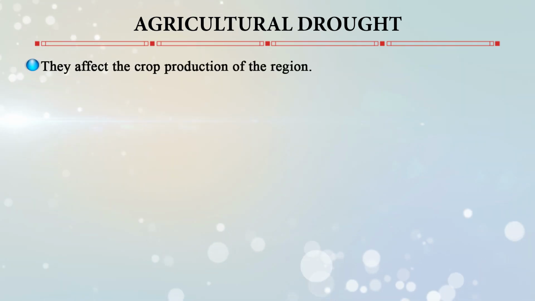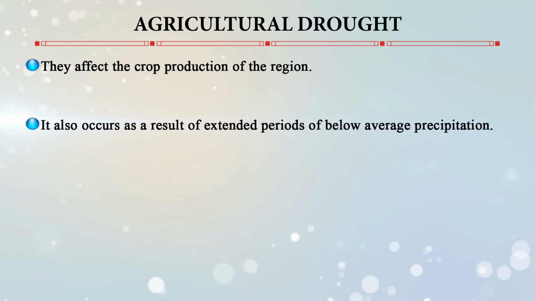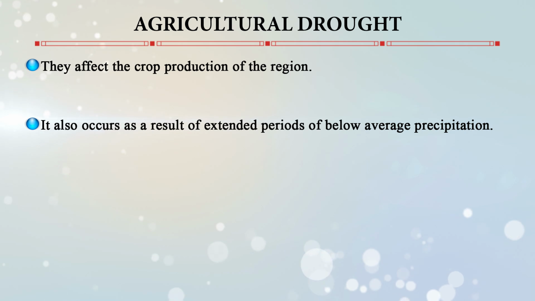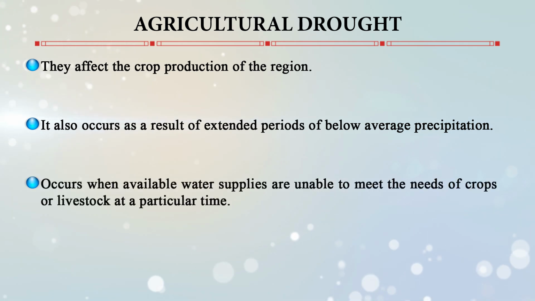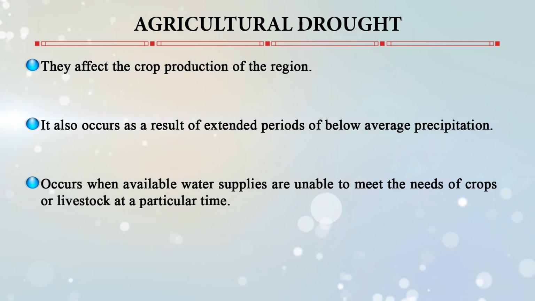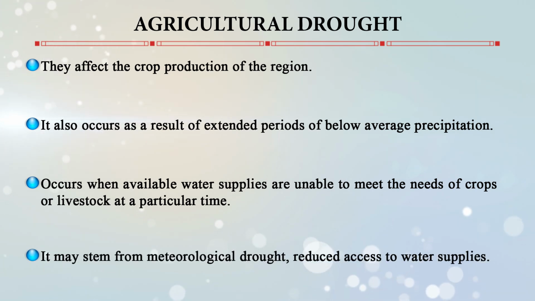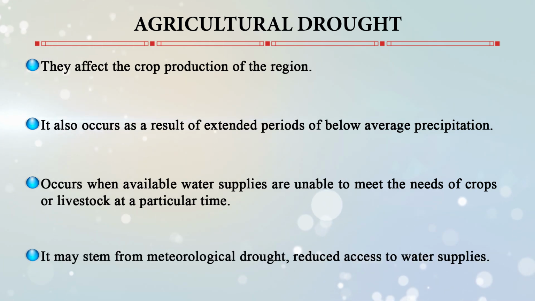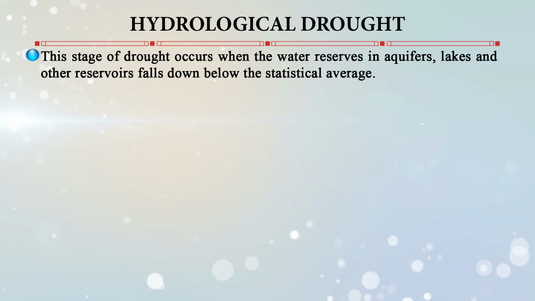Agricultural drought. This affects the crop production of the region. It also occurs as a result of extended periods of low and below average precipitation. And it occurs when the available water supplies are unable to meet the needs of crops or livestock at a particular time. It may stem from the meteorological drought, and there may be reduced access to the water supplies. Hydrological drought. As the name indicates, this may be due to the water reserves.